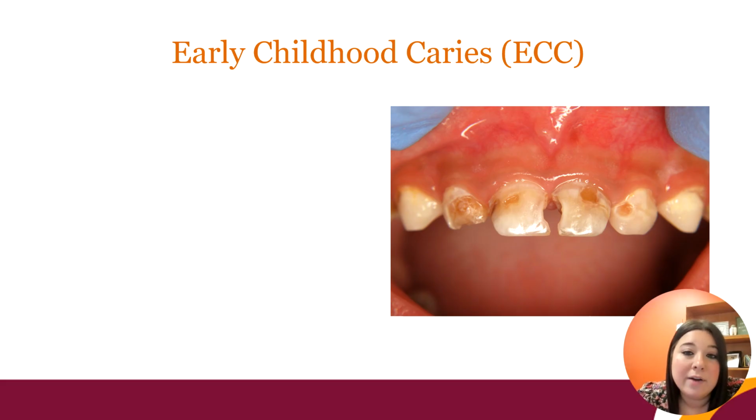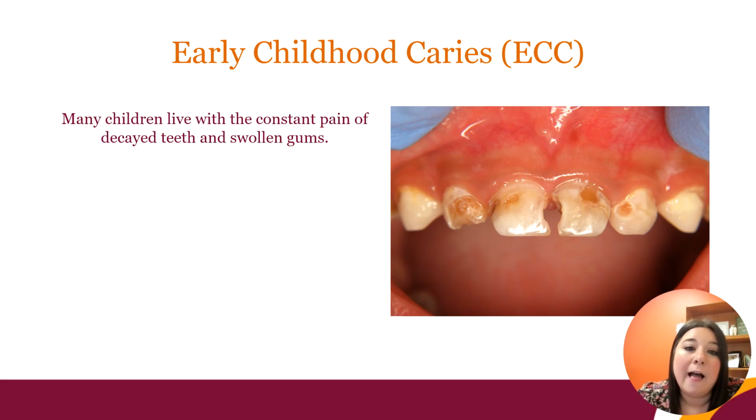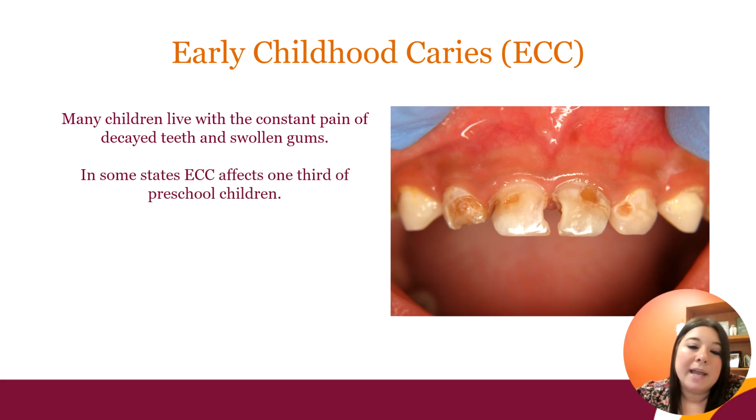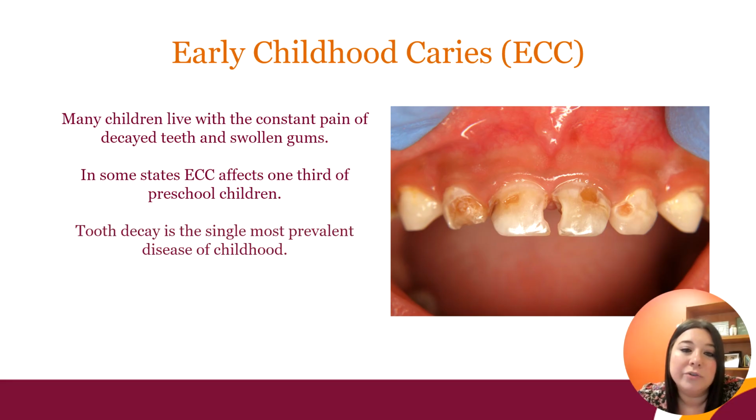Early childhood caries, also known as ECC. Many children live with constant pain of decayed teeth and swollen gums. A lot of it revolves around having milk and juices in bottles in their cribs at night, baby bottle rot. In some states, ECC affects 1/3 of preschool children, like 1/3. That is a pretty high number. That's kind of alarming that it affects that many children.